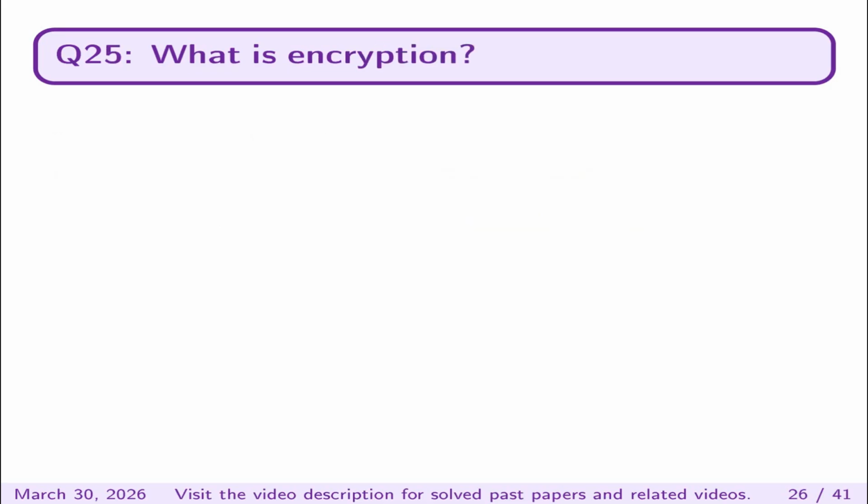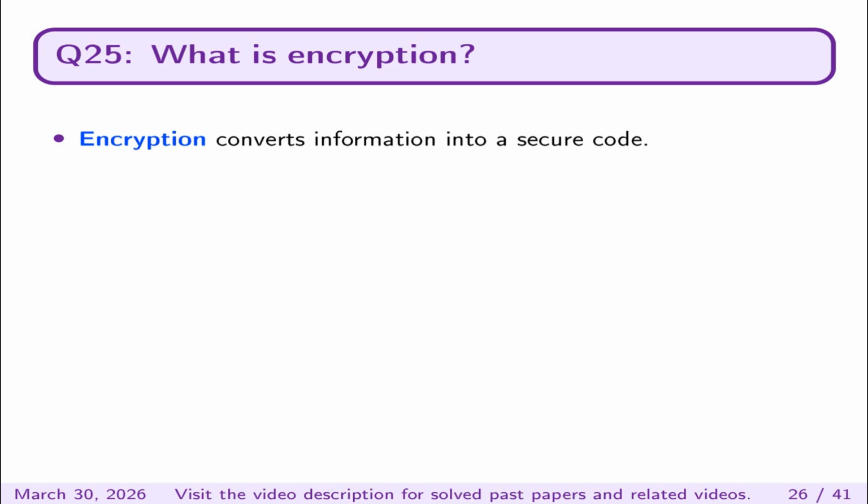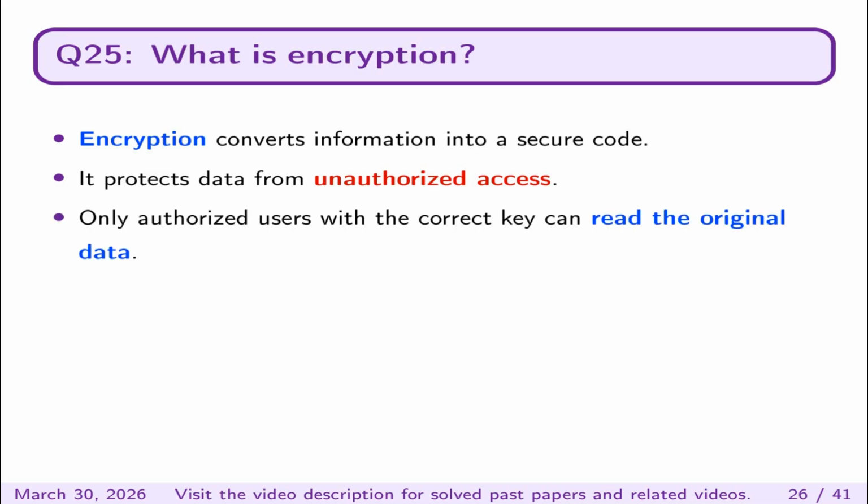What is encryption? Encryption converts information into a secure code. It protects data from unauthorized access. Only authorized users with the correct key can read the original data.